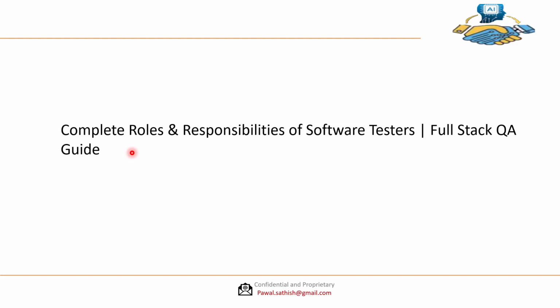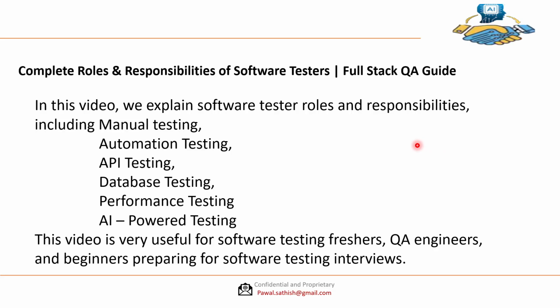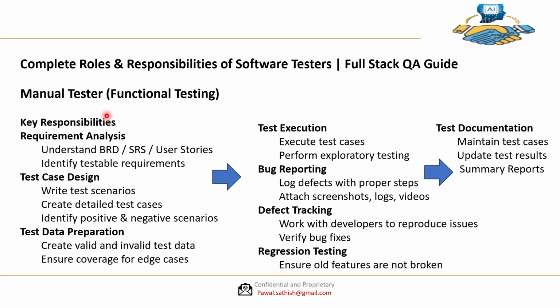In today's session, we'll see the complete roles and responsibilities of a software tester or a full stack QA. In this video we will explain the software tester's role and responsibilities, including manual testing, automation testing, API testing, database testing, performance testing and AI powered testing. Remember, this video is very useful for software testing freshers, QA engineers and beginners preparing for software testing interviews. So we'll start with the manual tester, or what we also call a functional tester.